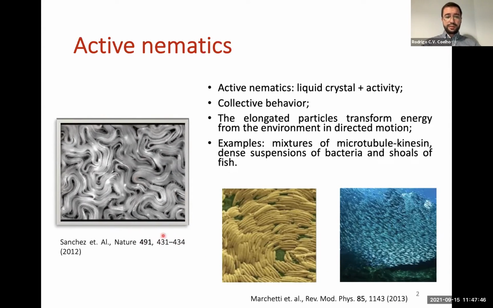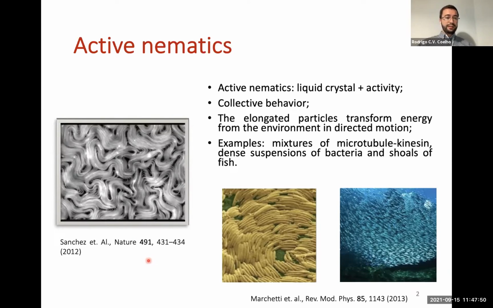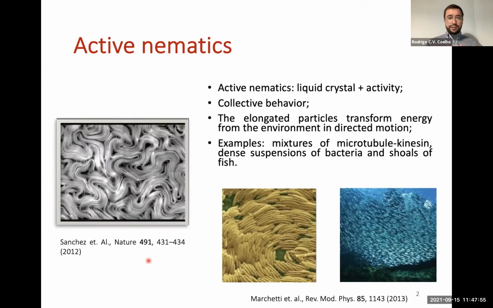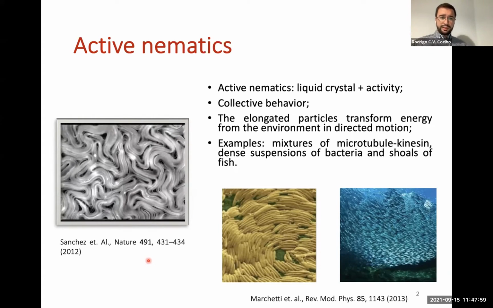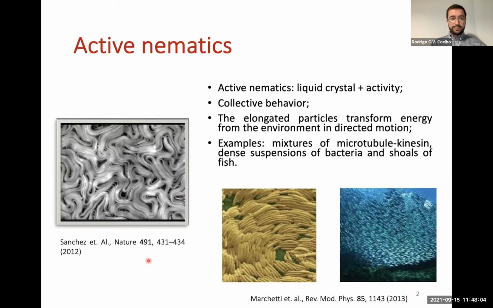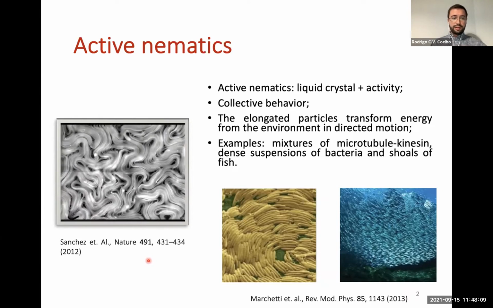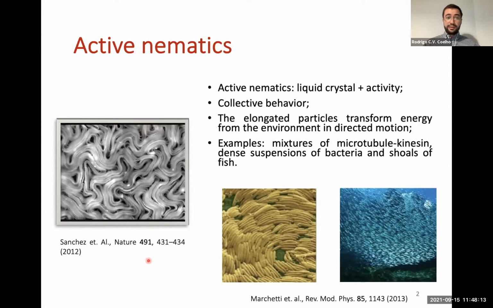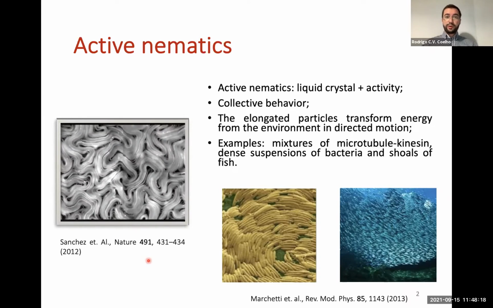Here on the left, you see a video which shows a mixture of microtubule and kinesin. These are components of the cells. If there are no nutrients, they are static, as in passive liquid crystals. But when nutrients and oxygen are present, they behave in this chaotic way. They develop what is known as mesoscopic turbulence. They share many similarities with fluid turbulence, but it occurs at low Reynolds numbers.